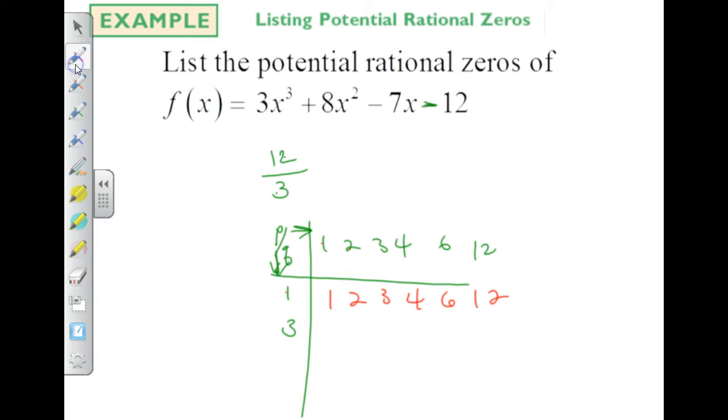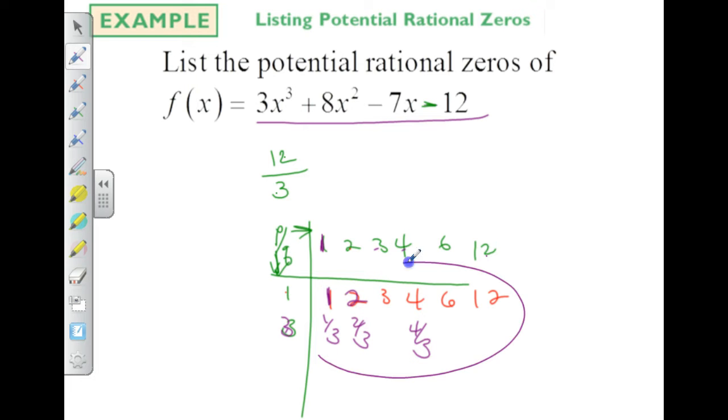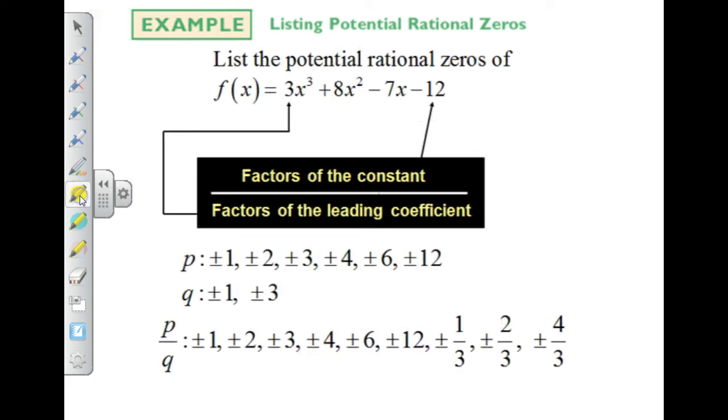And then repeat the process, but this time 1 divided by 3 gives me 1/3. So 1/3 is a possible place where this function might cross the x-axis. 2/3. I'm not going to list 3/3 because I already got it, a 1. 4/3 I better list. 6/3 I already got, a 2. And 12/3 I already got it. So here's all my possible rational roots. All I'm going to do is put a plus or minus out front. You can actually list them the day of the test, like the author did.